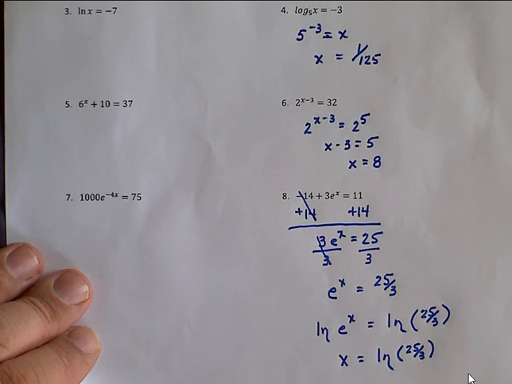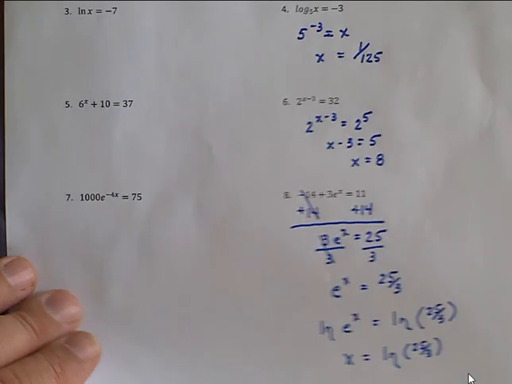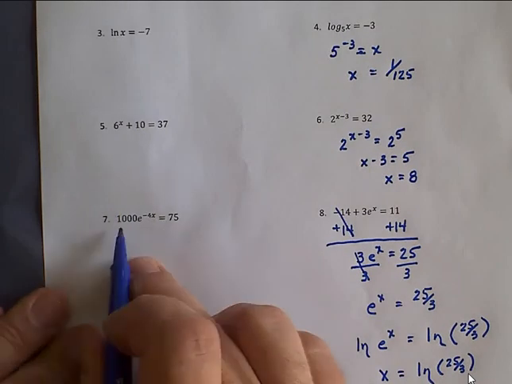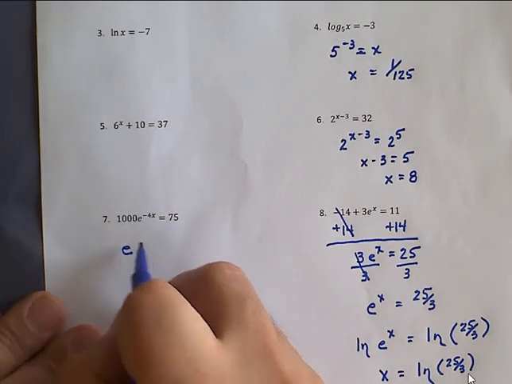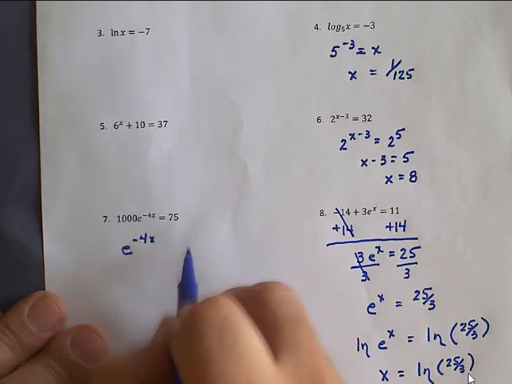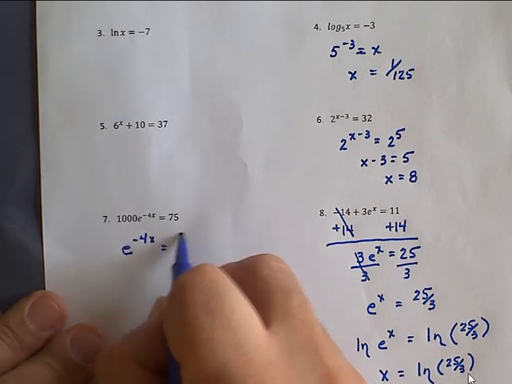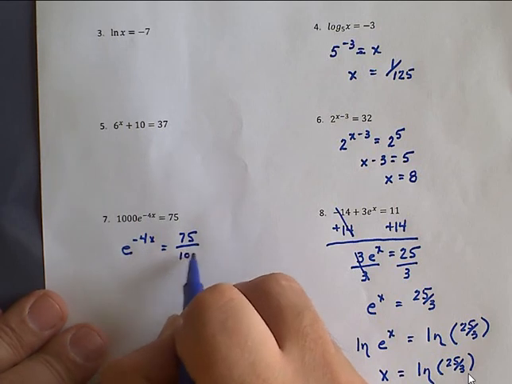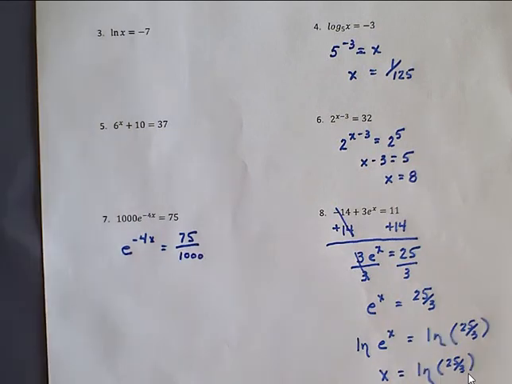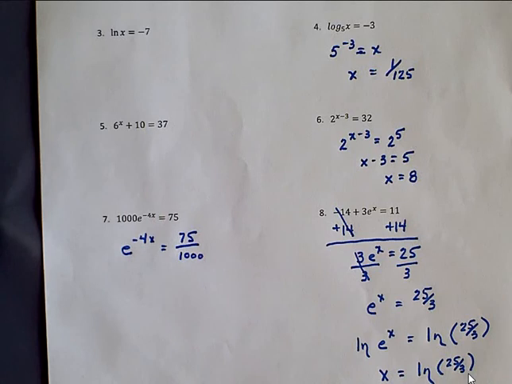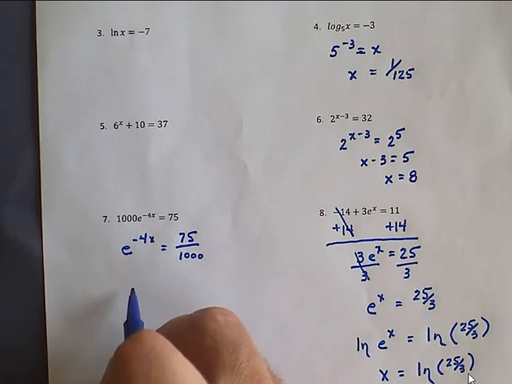So be careful. On number 7, the first step here would be to divide both sides by 1,000. And 75 over 1,000 will reduce down to 3 over 40.